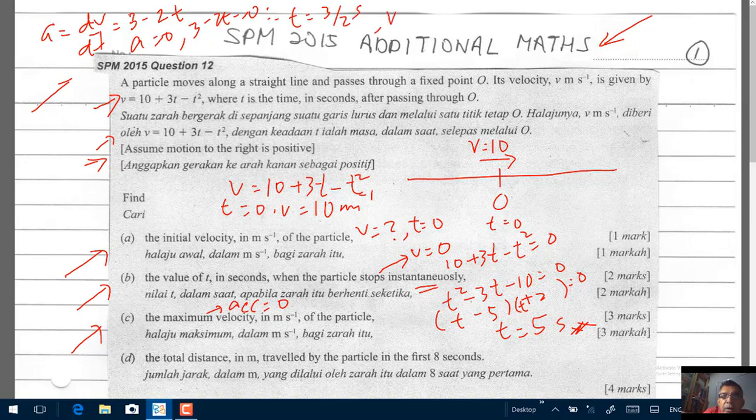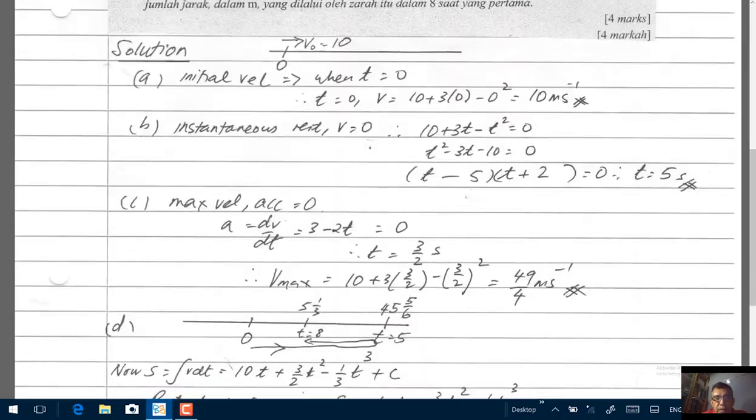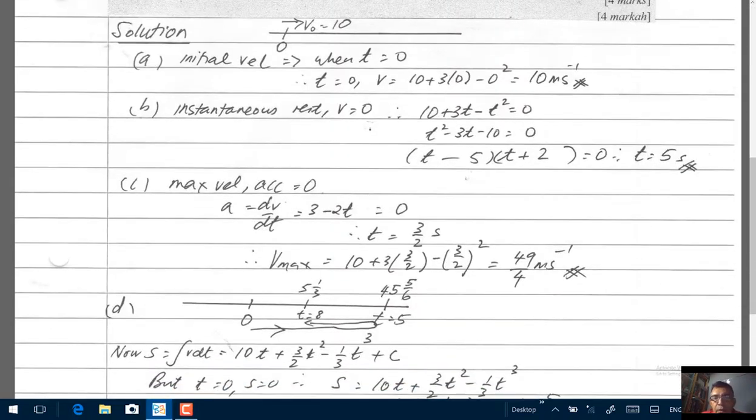So you have to find the value of v when t equals 3 over 2. Just plug it in. So that will be 10 plus 3 times 3 over 2 minus (3 over 2) squared. And you can get an answer which will be 49 over 4 meters per second. I worked it out for you here. Just plug in the value of 3 over 2 and you will get 49 over 4 meters per second as your maximum velocity.